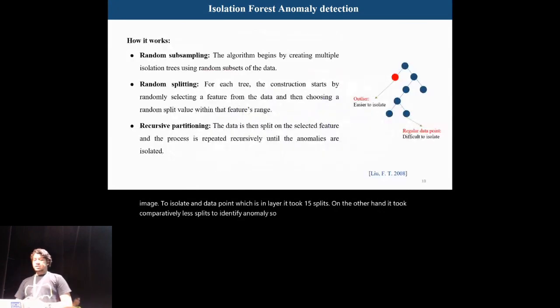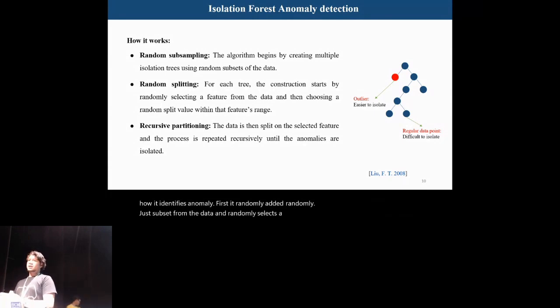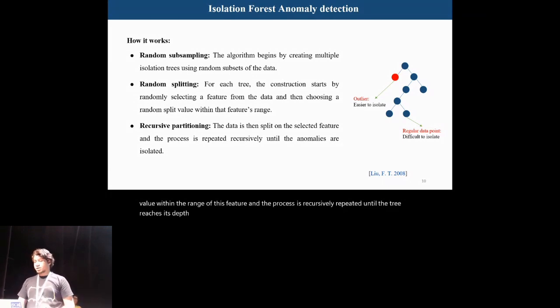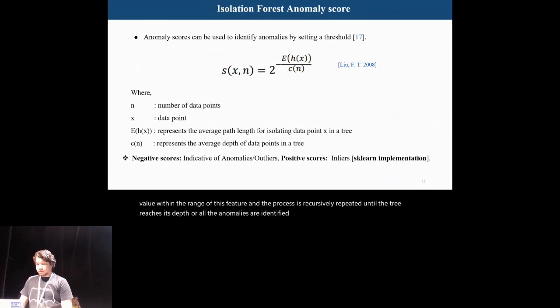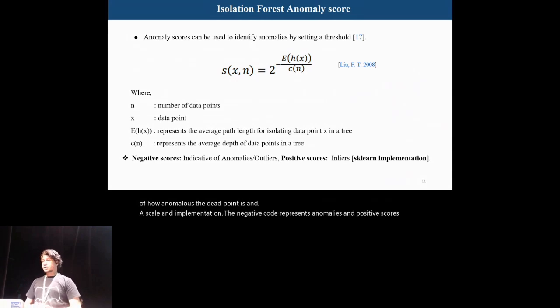So basically, there are three main steps in how it identifies the anomaly. First, it randomly takes a subset from the data and randomly selects a feature. After that, it splits the data, taking a value within the range of this feature. And the process is recursively repeated until the tree reaches its depth or all the anomalies are identified. So the path-length anomaly score is a measure of how anomalous the data point is. And in the scikit-learn implementation, the negative score represents anomalies and positive scores represent inliers.